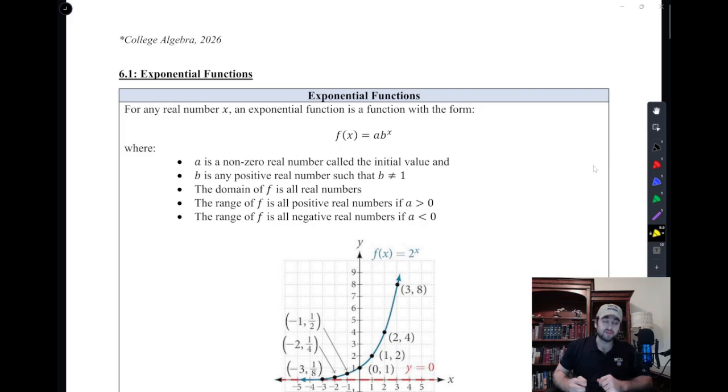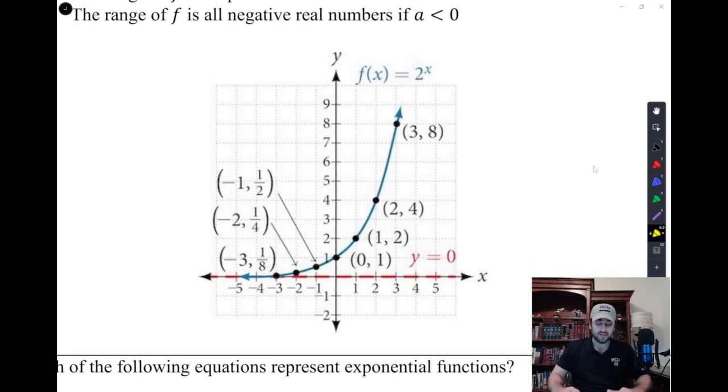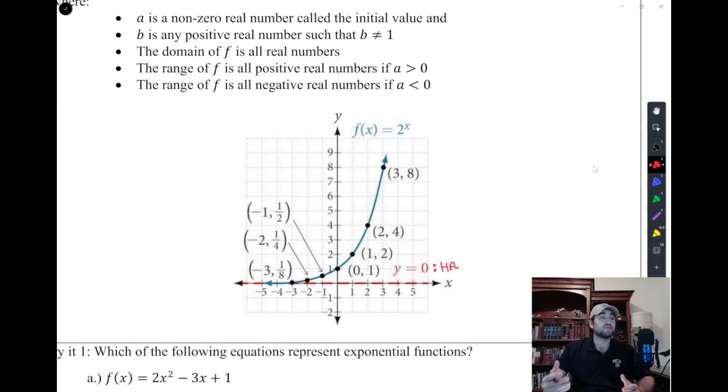And so what do these exponential functions look like? They look like this. The exponential function has a horizontal asymptote at y equals 0. It has a domain of all real numbers. And it has a range starting at 0, but not including 0, going to infinity.